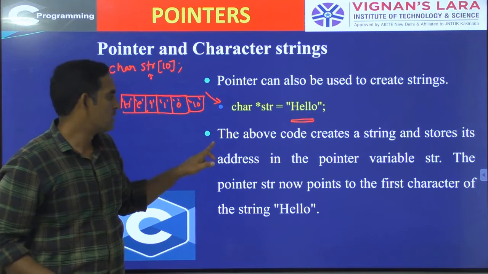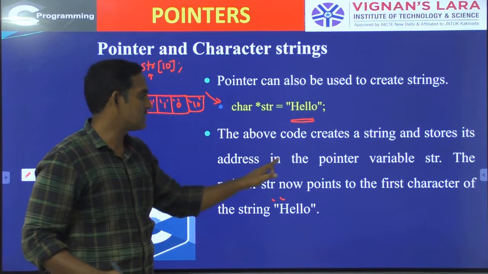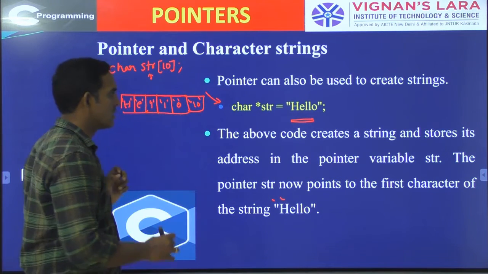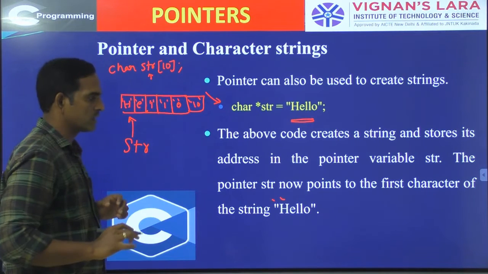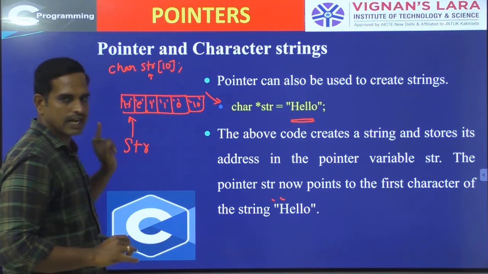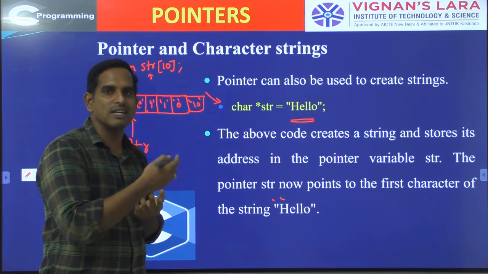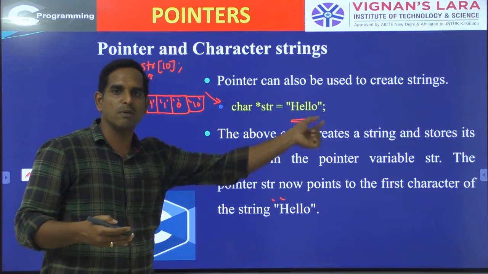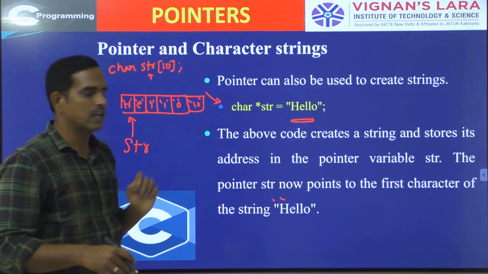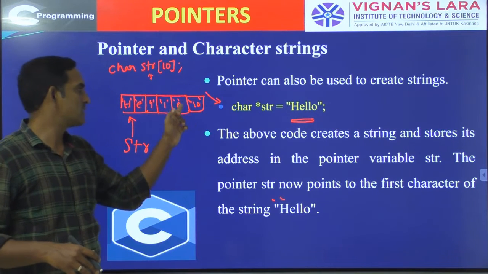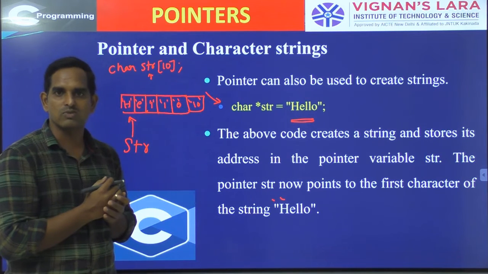What will happen? The above code creates a string and stores its address in the pointer variable str. Str will point to the first memory location, that is, the first character. If I keep incrementing str, I can go to all the memory locations and access the complete string until I reach the null character. So this is how you can use your pointer to access the string as well.